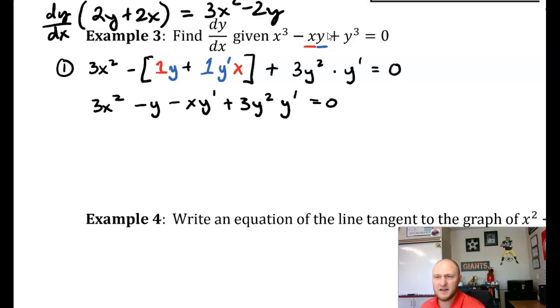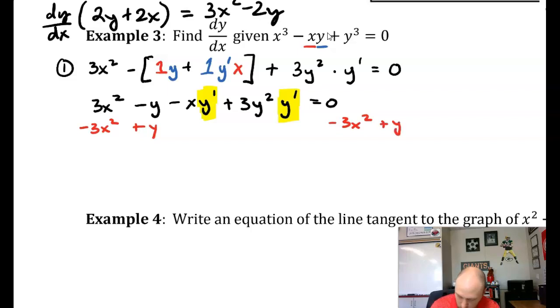Identify what terms have your dy dx or your y prime. So there they are. All of those terms stay put, or get moved to the left if they're on the right. And then now we're going to ship everything else to the right side. So I'll move the 3x squared, I'll add y, and it looks like that's all there is: minus 3x squared plus y. So these cancel.